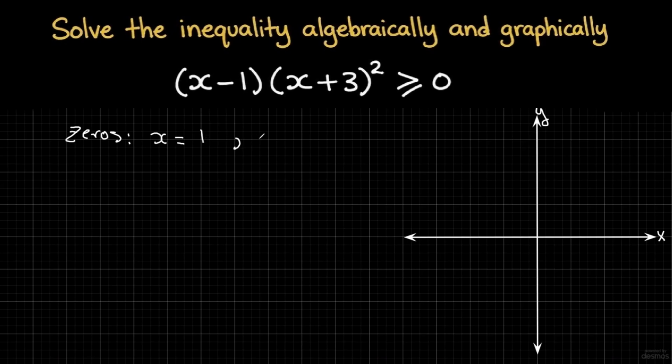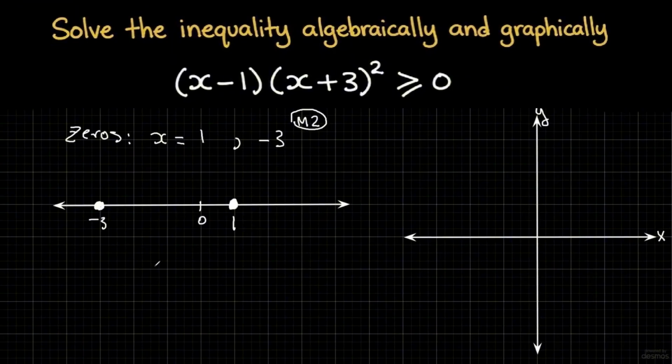And x plus 3. Also, if we equate that to 0, we're going to get x equals negative 3. And remember, negative 3 is a multiplicity of 2 because of the square on top. And I'll explain to you how it would look on the graph when you have a square. Now, we're going to draw a number line. And on the number line, we're going to indicate our zeros, which are negative 3 and 1.